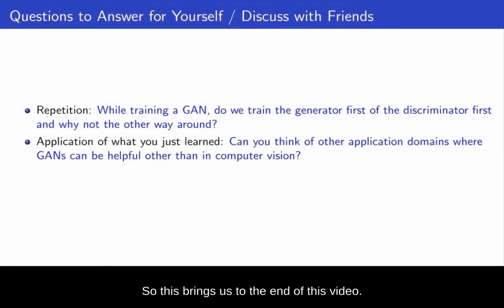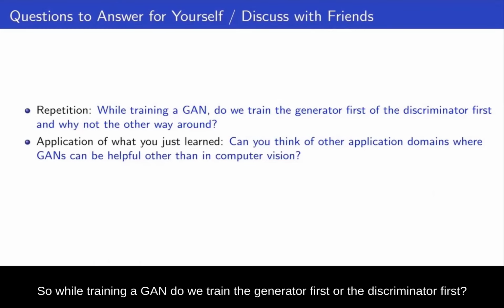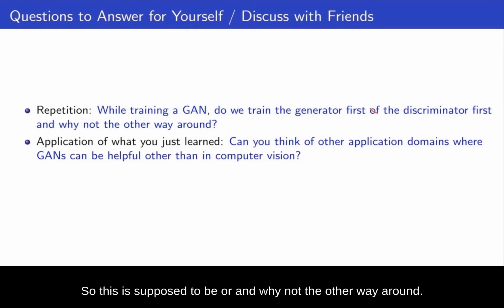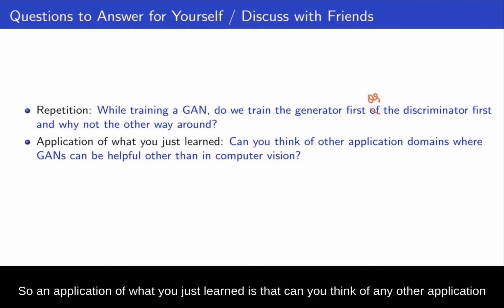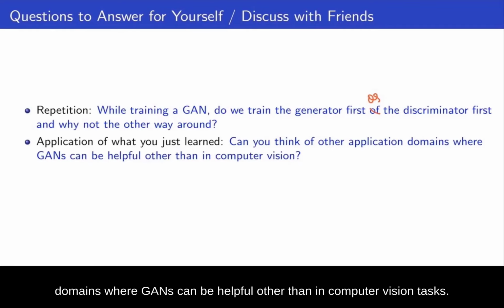All right, so this brings us to the end of this video. I have two questions for you. One is a repetition question: while training a GAN, do we train the generator first or the discriminator first, and why not the other way around? The second is an application of what you just learned: can you think of any other application domains where GANs can be helpful other than in computer vision tasks?